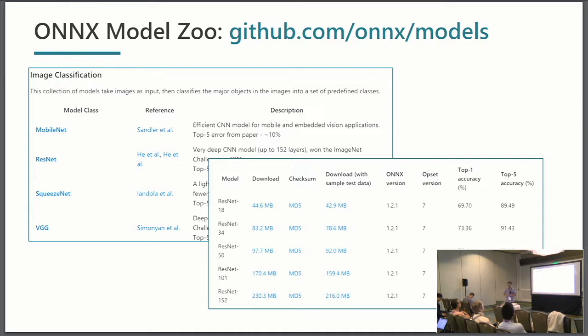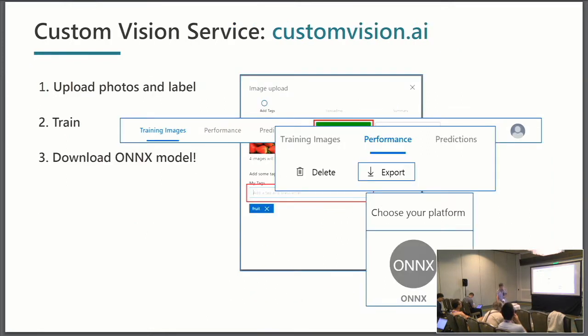Here I just give a brief idea. What does the model zoo look like? Here are just several models listed on this page, and you can find more models in the model zoo. Here are a few steps about how to use the Custom Vision service.